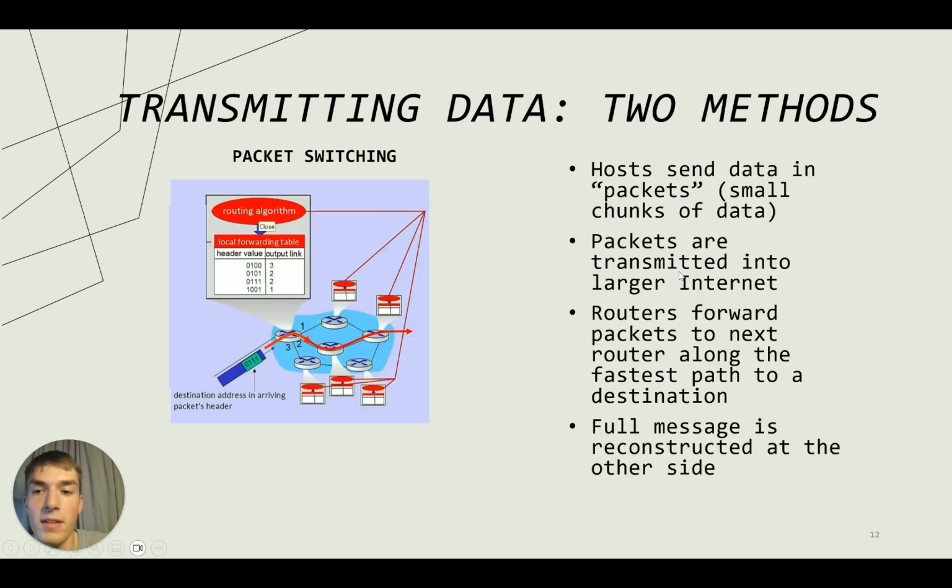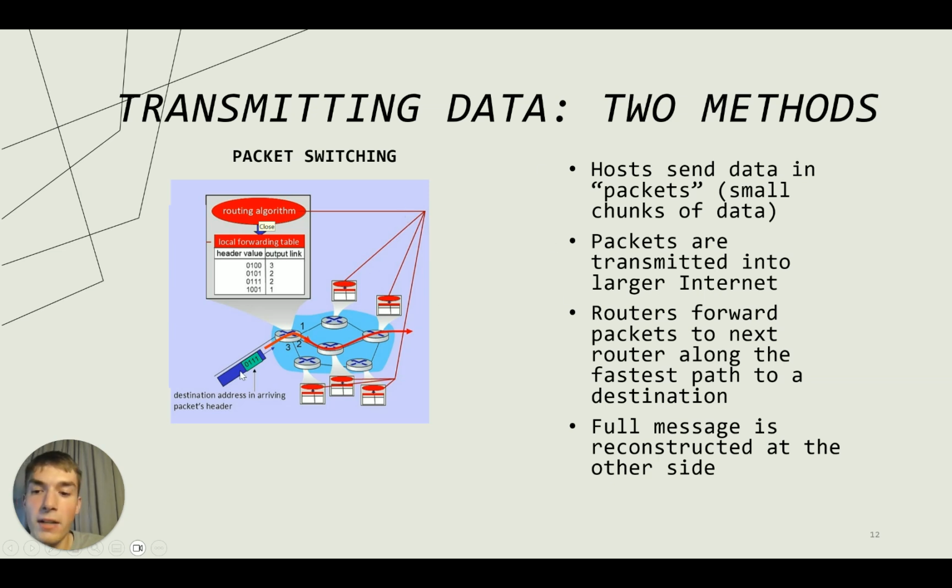And they invented a method instead called packet switching. And what happens with packet switching is that the hosts who are using the internet are going to divide whatever data they want to send into packets. And these are just small chunks of bits and bytes that are going to be sent through the network.